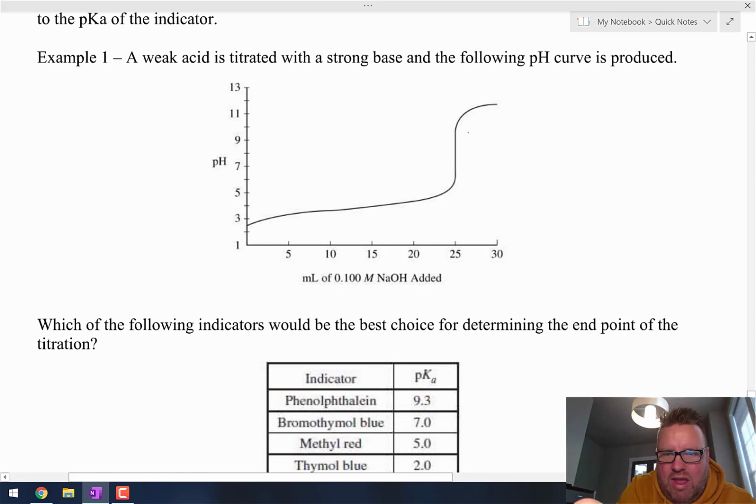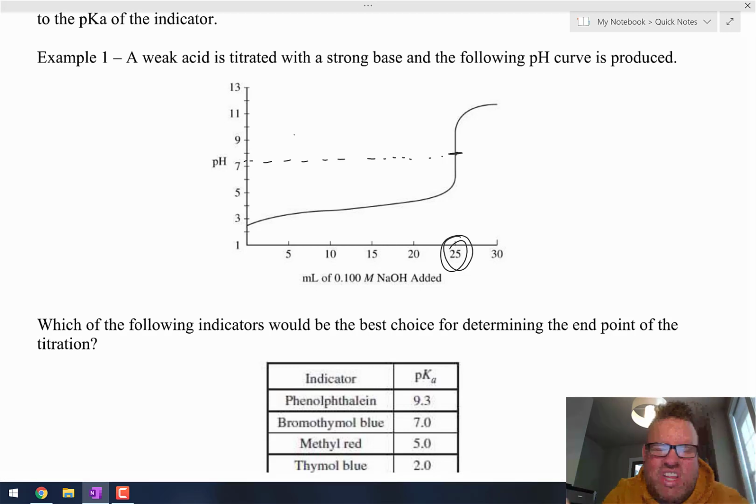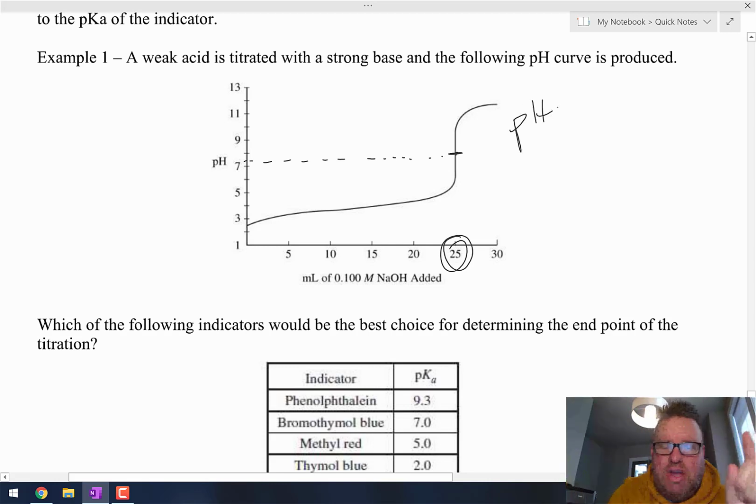We know that the equivalence point is happening at 25 milliliters, and we're going to come back over and say the pH at the equivalence point is pretty close to 7. It's actually a little bit higher than that. I kind of combined two different questions together. So we'll just say it's pretty close to 7. It's just a little bit above 7. So the pH at the equivalence point is just barely greater than 7, but it's very close to 7.